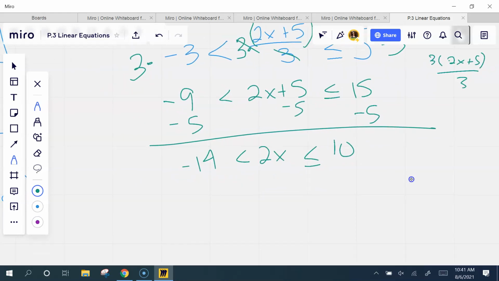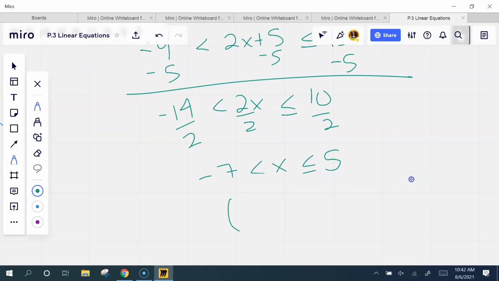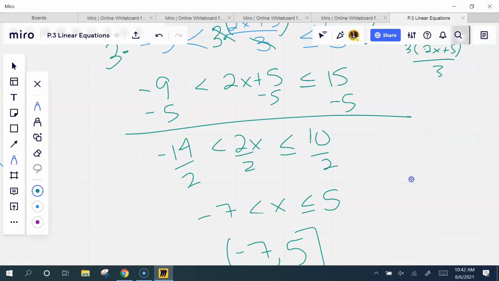Yes, divide everything by 2. So I have negative 7, I have x, and I have 5. But I'm not done because I want it in interval notation. So what does it look like in interval notation? Exactly right. Yes.